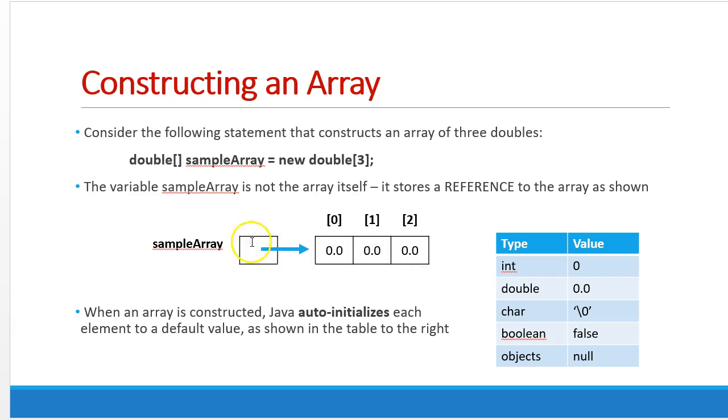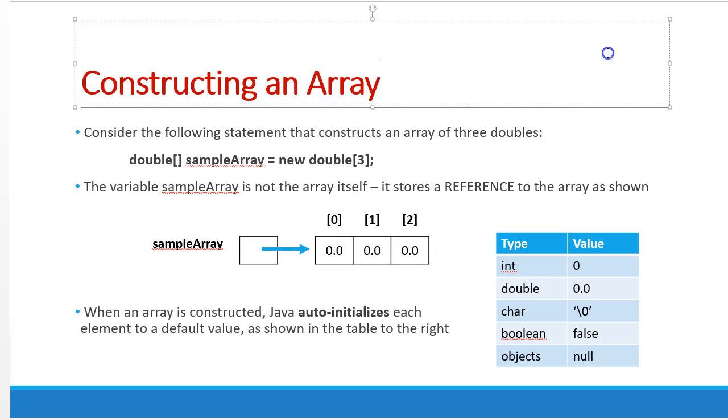Okay, so what you actually get for sample array is just a box that points to an array of these elements. When it's constructed like this, it will auto-initialize each element to the default value, the equivalent of 0. That's not true of all languages. C in particular does not do that for you. So that's something to be aware of. In some languages you will need to initialize. In Java you will not need to initialize it.